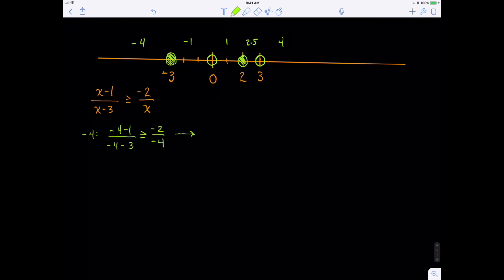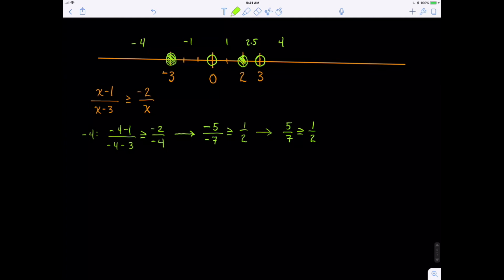My next step, negative 4 minus 1 is negative 5. Negative 4 minus 3 is negative 7. And we want to see if this is still true. This is a positive 1/2. And one more step is negative 5 over negative 7. That's really 5/7. And the question is, is that greater than or equal to 1/2? And the answer is yes, it is.